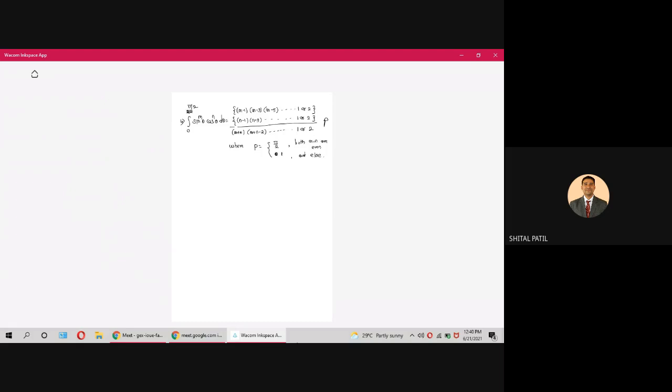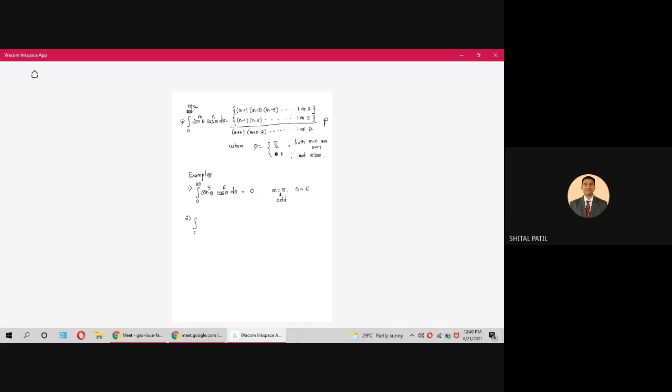Examples. 0 to 2 pi, so we have to use first formula. Sin raised to 5 theta cos raised to 6 theta. See the first formula. What is the answer? Answer is 4 times 0 to pi by 2 if both of them are even. Okay, so answer is 0 here. Why? m is 5, n is 6. This is odd, and if odd power is there, answer is equal to 0.